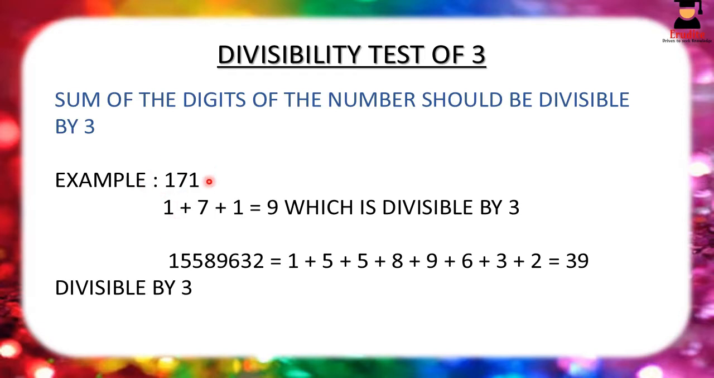Now not only a 3-digit number, you can have a number that is very large, like I have taken over here, 1558962. Take the sum of the individual digits: 1 plus 5 plus 5 plus 8 plus 9 plus 6 plus 3 plus 2, which gives you the sum as 39. Now 39 is actually divisible by 3. So since my sum of the digits is divisible by 3, I can say my entire number over here is divisible by 3.